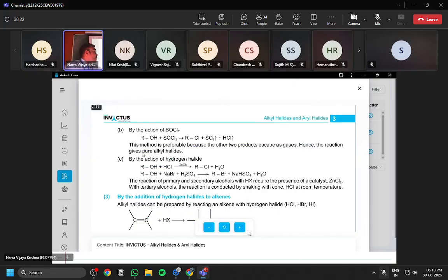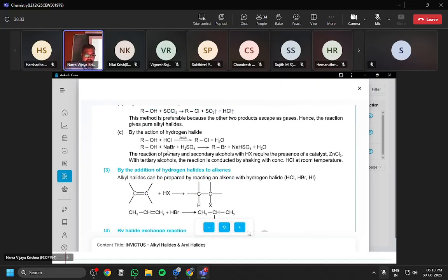Then with SOCl2, with PCl5. If it is SOCl2, what is this name reaction? Darzens. Reaction proceeds via SNi mechanism. Next, in presence of ZnCl2 and HCl, Lucas test.